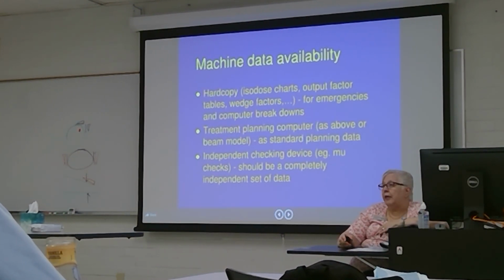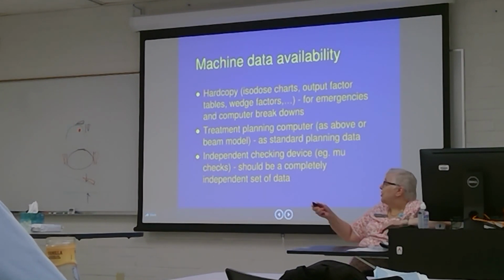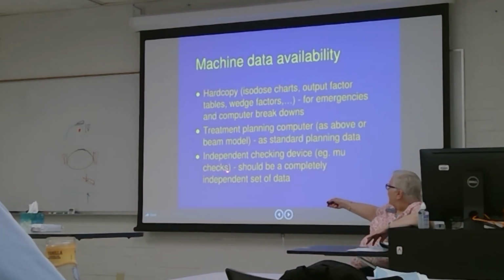Oh, and there's usually a computer program that will walk you through. One of them I know is called an MU check. And it will give you the data that you need to find the monitor units for the dose that you want to give. An independent checking device, which is, just as I say, MU check, should be completely independent of the data set.